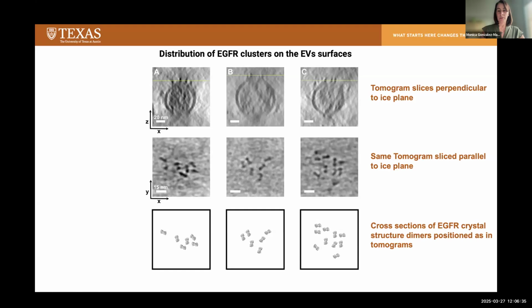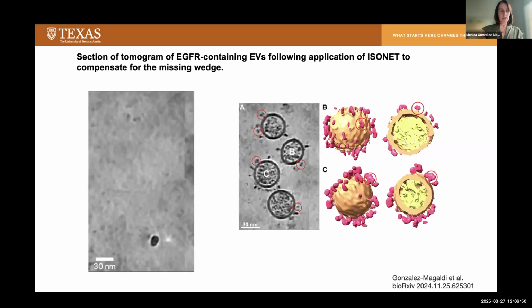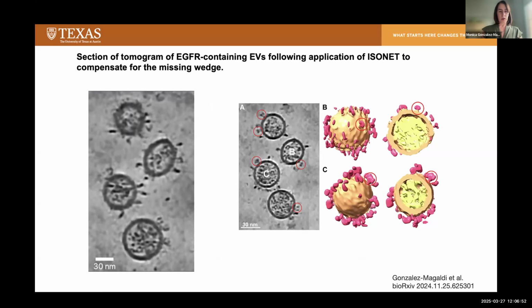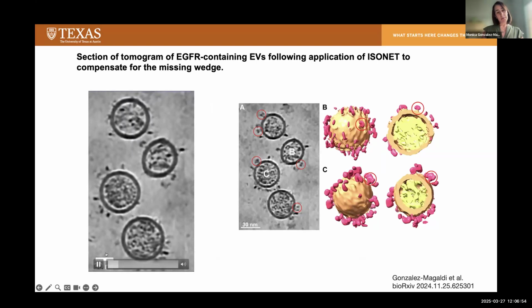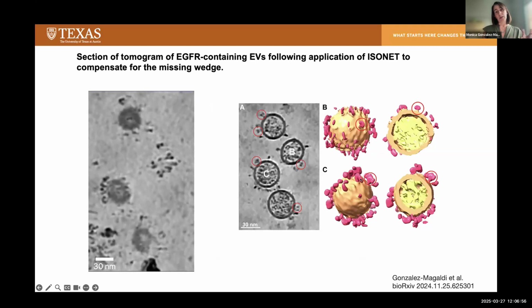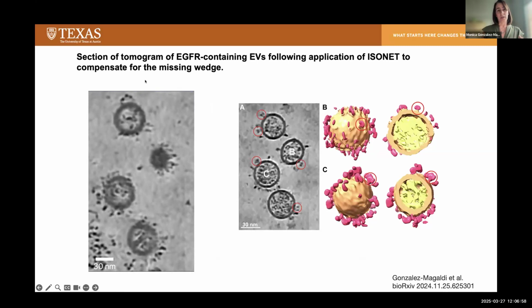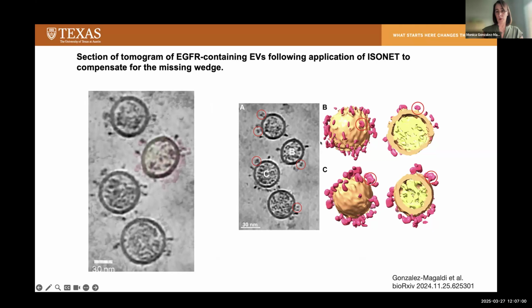And also, within the distribution of the clusters, we were able to describe that they are not in a very ordered form as was described before. And this is just a small video of how the tomograms look. And this is a reconstruction using IsoNet to compensate for the missing wedge.